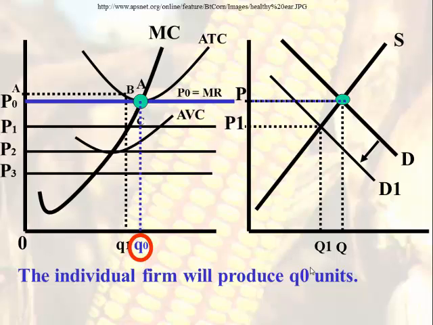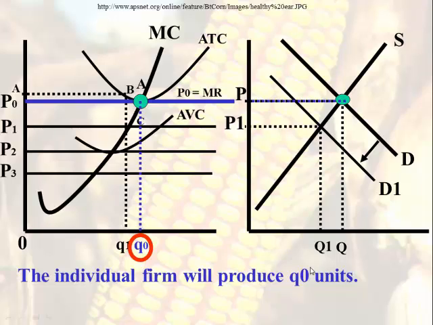The next question is, is it productively efficient at point A? The answer is yes. It is operating at the lowest point on its average total cost curve. At P0, then, the firm is allocatively and productively efficient, and the market is allocatively efficient. Allocative efficiency is where we maximize consumer surplus and producer surplus. You might want to write that in your notes.